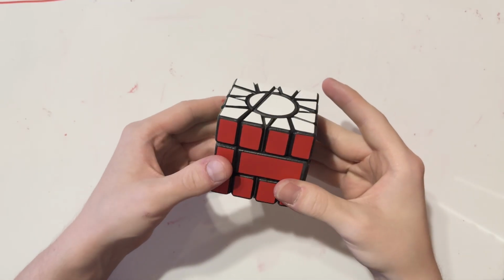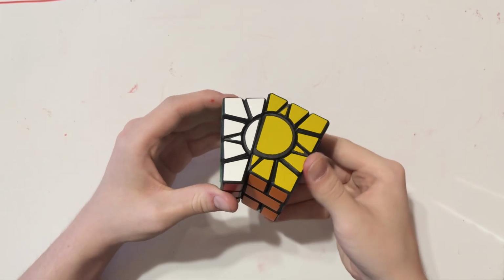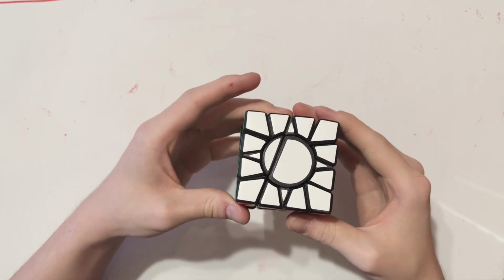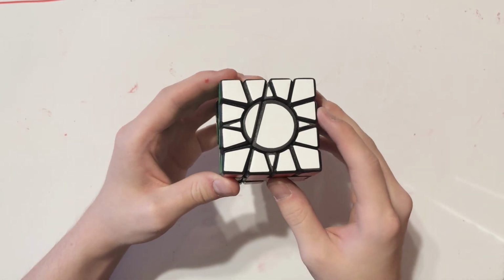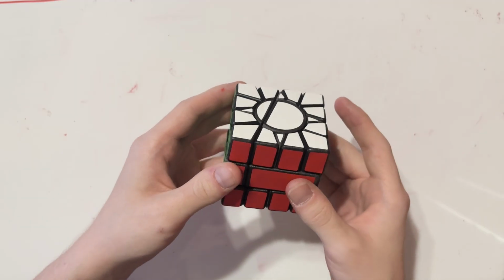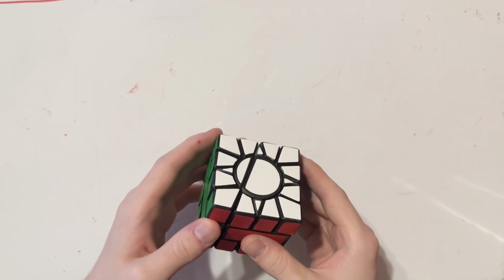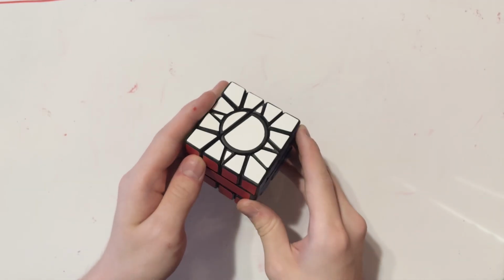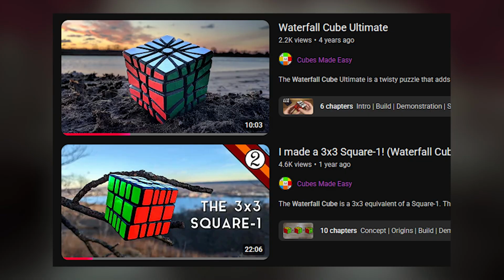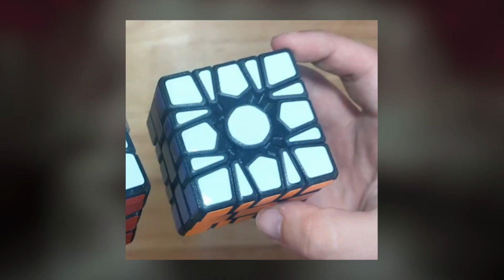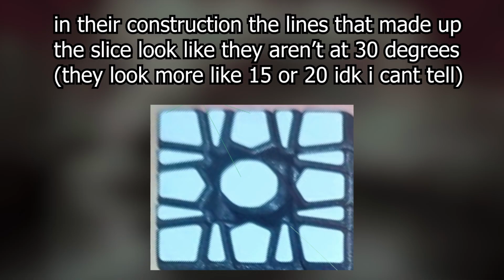And this puzzle does a lot of the same things as on a regular square one, just more of it. And it's chiral. These two pieces are different. So that makes it a very interesting solve. Not that I would know. I do not know how to solve it. Cubes Made Easy's waterfall cube is also extremely similar to this puzzle, and I think they might be fundamentally identical, but I don't know. Go check out their video for that.